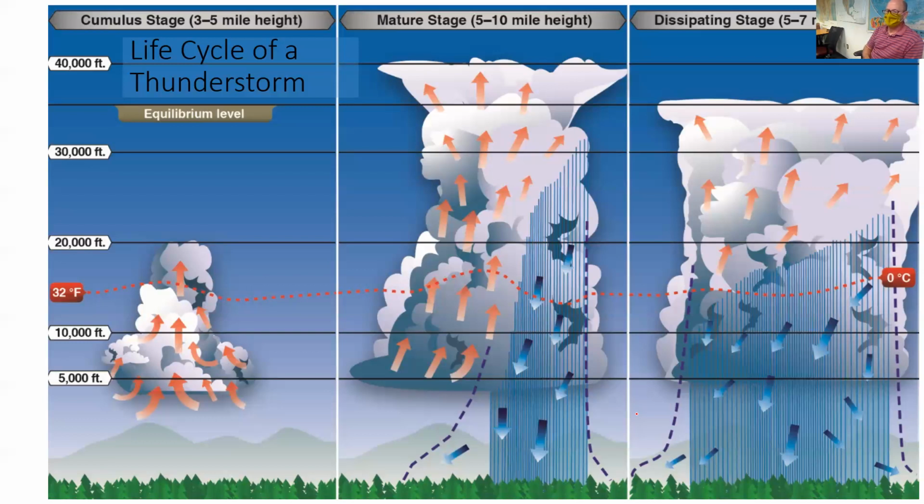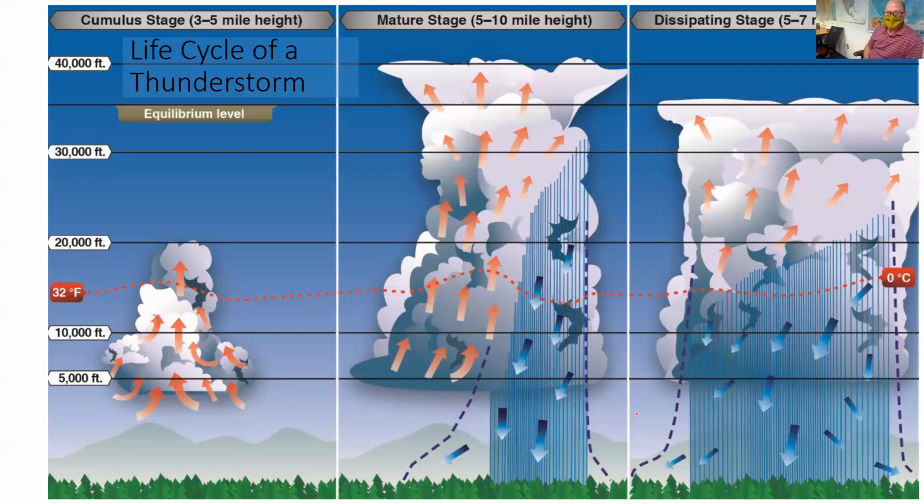This is the most unstable air. After the precipitation is nearly dissipated, this is the dissipating stage, and the air drops, and the convective currents nearly, well, dissipate and go away.